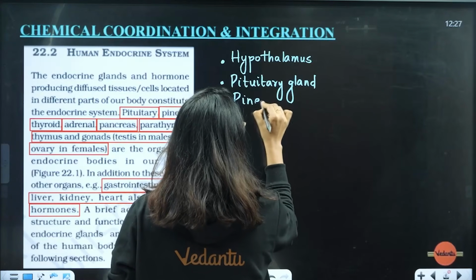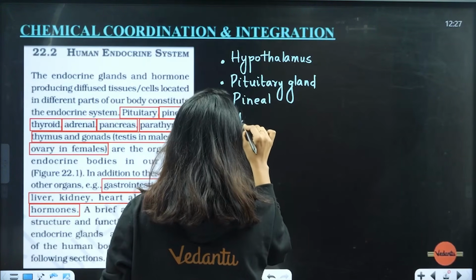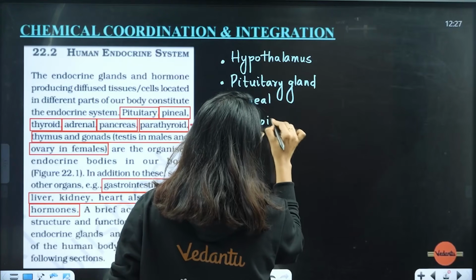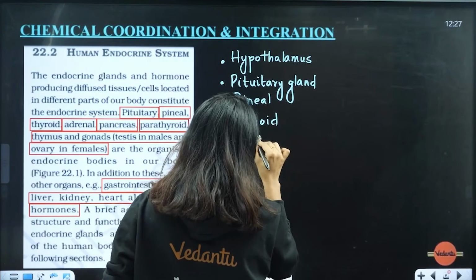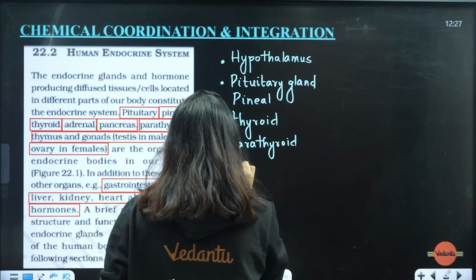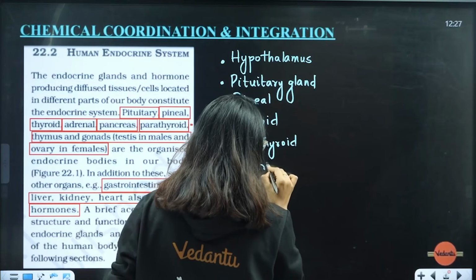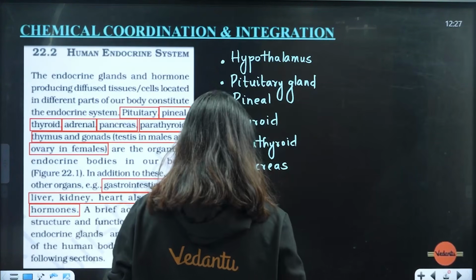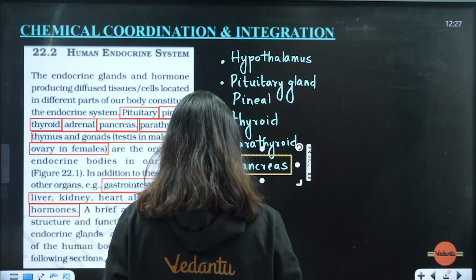So we go in order. Pineal. After that you go to your throat region, where the thyroid is. Right behind the thyroid you will have your parathyroid. Then we go down a little and you will be able to see your pancreas. Actually the pancreas is a slightly different gland because it is a heterocrine gland. We will put it in a box.